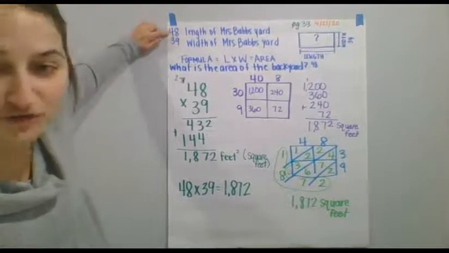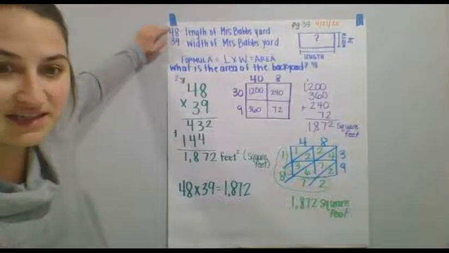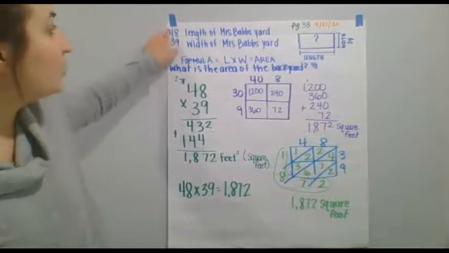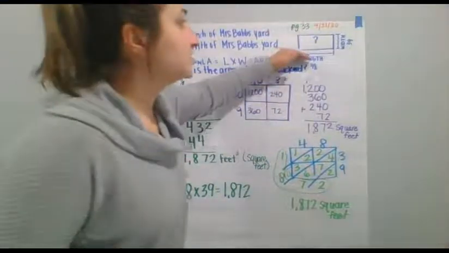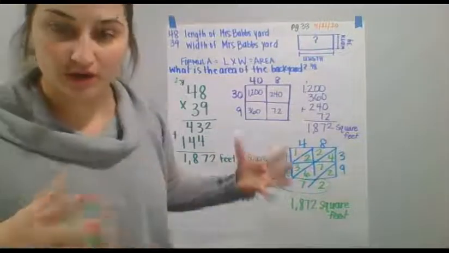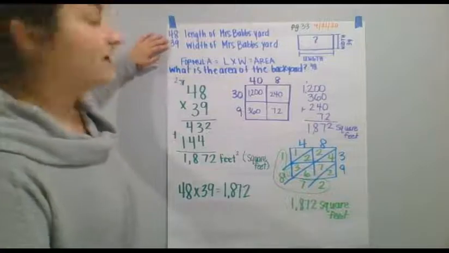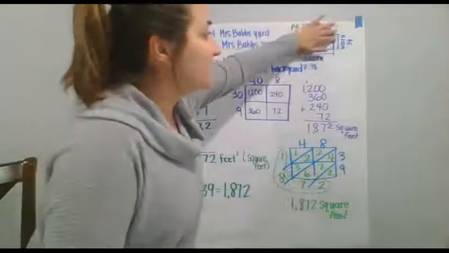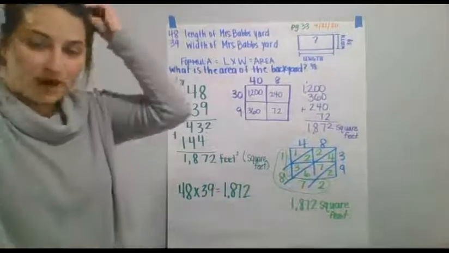So we're going to talk about 48. So 48 represents our length. And in the problem, it said that the backyard was 48 feet long. And that word length is the same as how long something is. So in our rectangle, our visual, the length is going to represent how long it was, which is 48 feet. And then 39 is our width. And then in the problem, it said it was 39 feet wide. And our width is how wide something is. So wide and width mean the exact same thing as well.